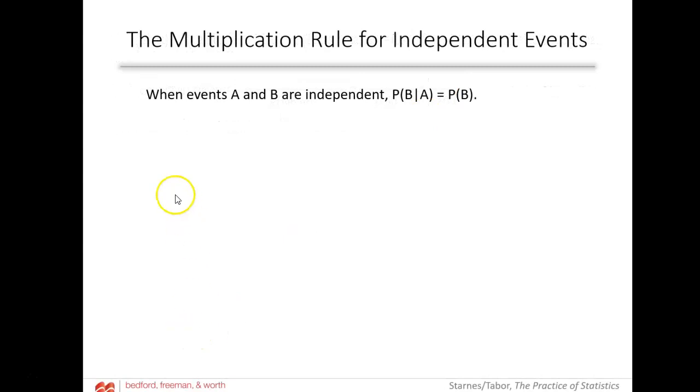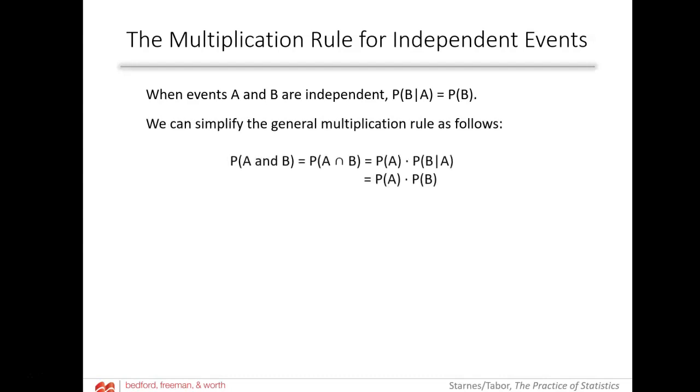Okay. So when A and B are independent, that means the probability of B given A is equal to the probability of B. I kind of talked about this earlier, where the multiplication rule confuses kids sometimes because they're always looking for conditions, and there's not always conditions. If they're independent, then you don't have to worry about it. So that's wonderful. We can simplify the general multiplication rule to just say probability of A times probability of B in those cases.